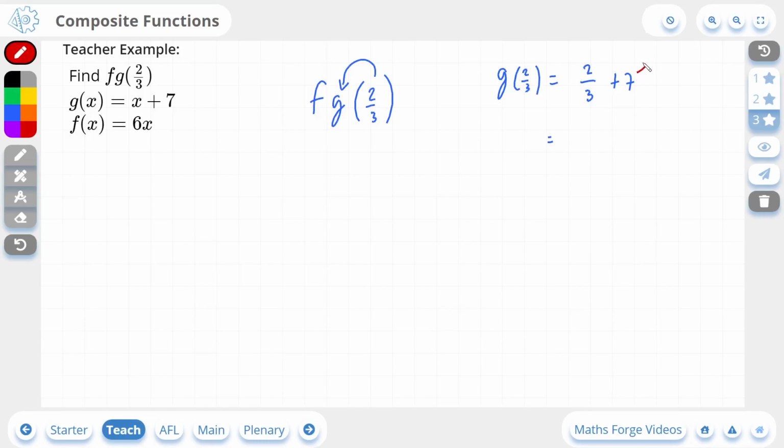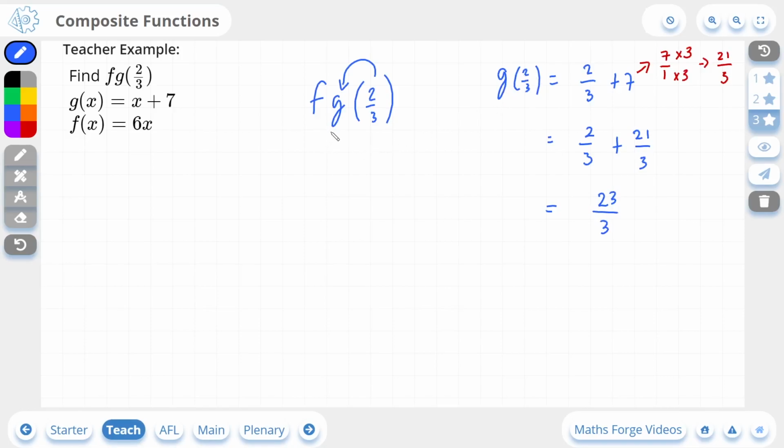So how we do this is we say 7 is equal to 7 over 1, which is true. We then times the denominator by 3, and therefore we have to times the numerator by 3 as well. This gives us 21 over 3. So 7 can be written as 21 over 3. So 2 over 3 plus 21 over 3. Now 2 plus 21 is 23, and then we have over 3. Now this is the result from inputting 2 over 3 into g.